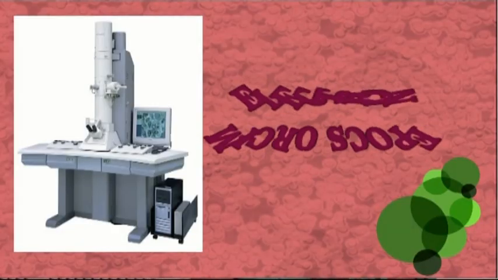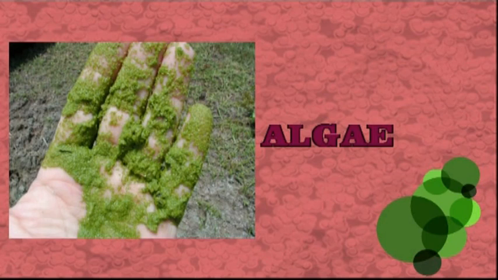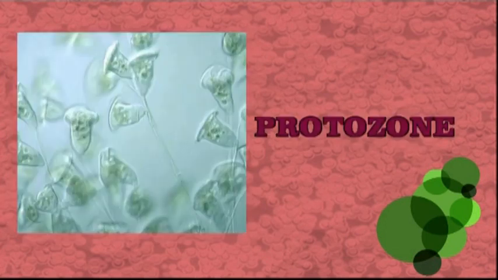An electron microscope has the ability of magnifying the size of microorganisms to about 1 lakh times, and viruses can only be seen with the help of an electron microscope. Based on the complexity of their structure, all microorganisms are divided into 5 major groups. They are bacteria, fungi, algae, viruses and protozoa. Now let us study each group of microorganisms in detail.